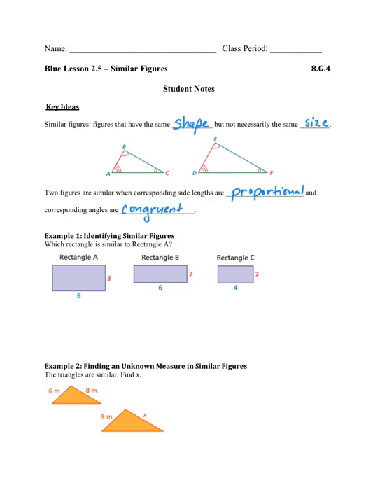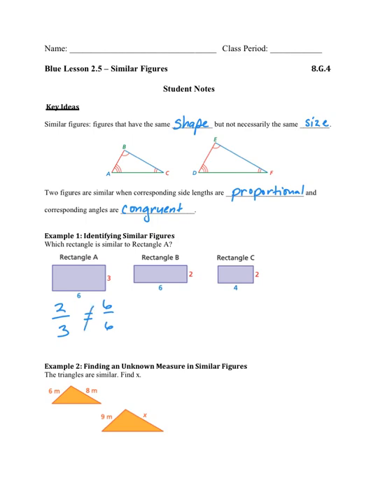So when we look at example 1, we want to see which rectangle is similar to rectangle A. So we can do that by setting up a proportion. So let's first compare A and B. If we have the red sides here, the red sides have a side length or a ratio of 2 to 3, and the blue sides have a ratio of 6 to 6. They're the same. So that does not set up a proportion.